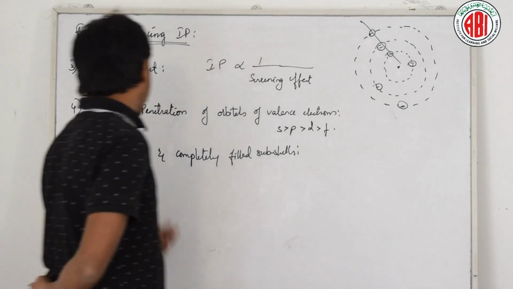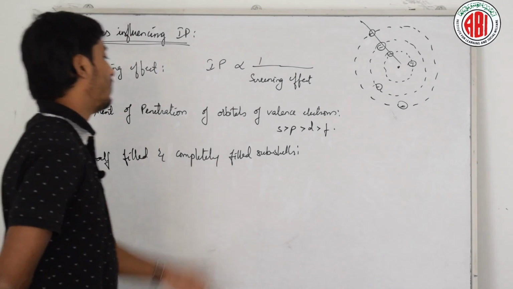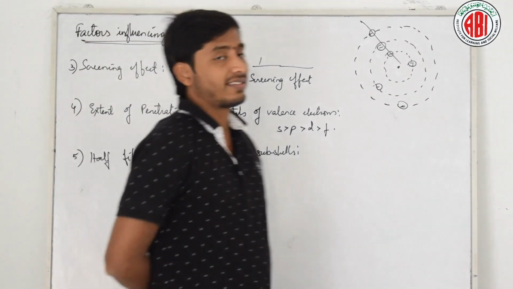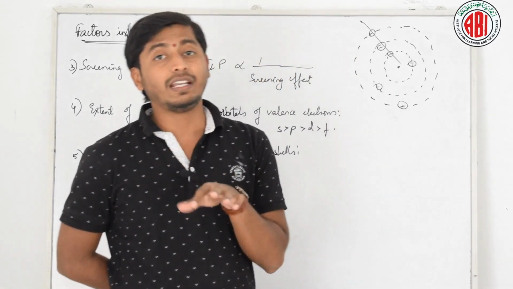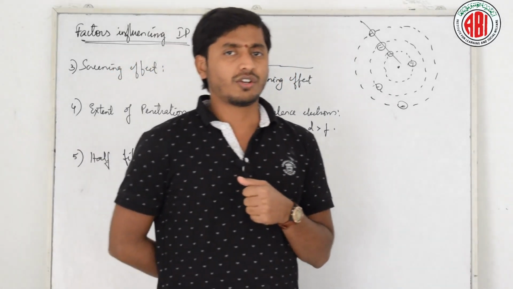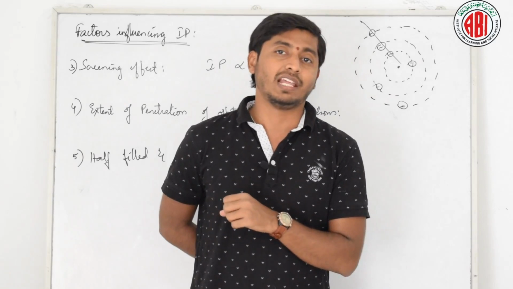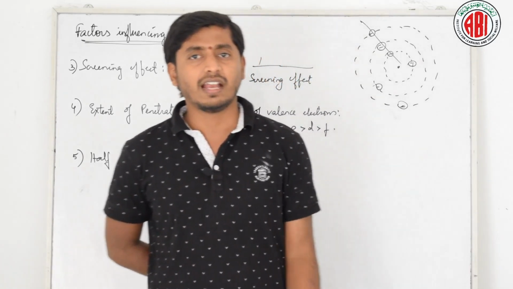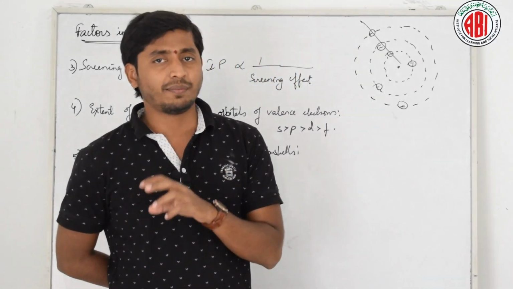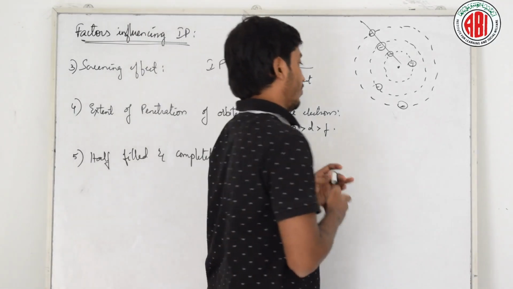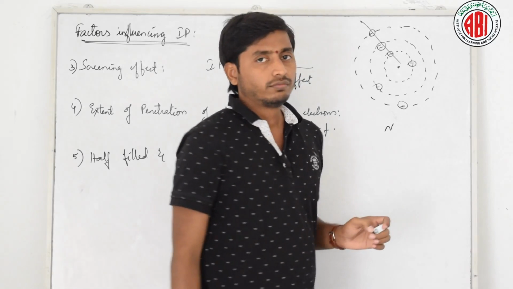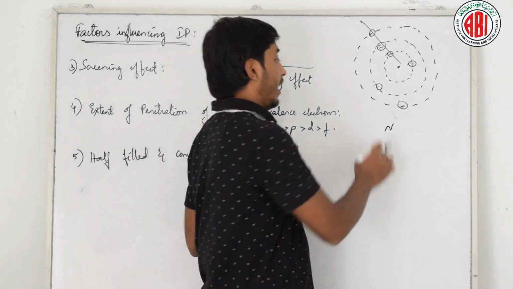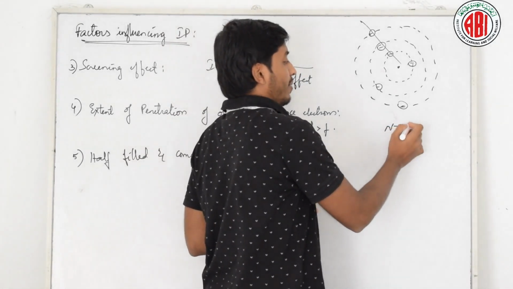Okay. The next factor is half filled and completely filled subshells. We already discussed noble gases, that is, they are completely filled. Therefore, we got to know that those are highly stable elements, right? And not only that, there are a few more examples, such as, let us assume nitrogen.